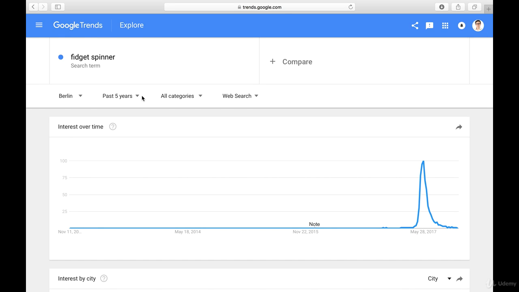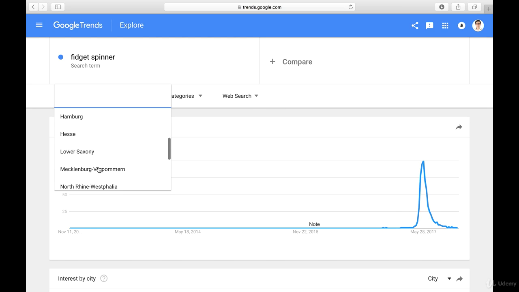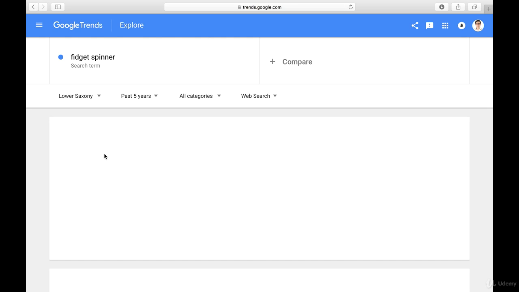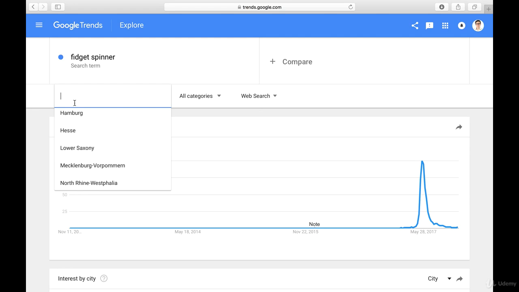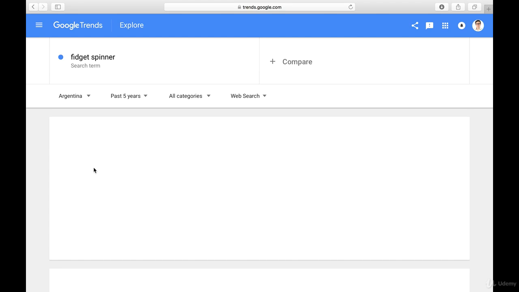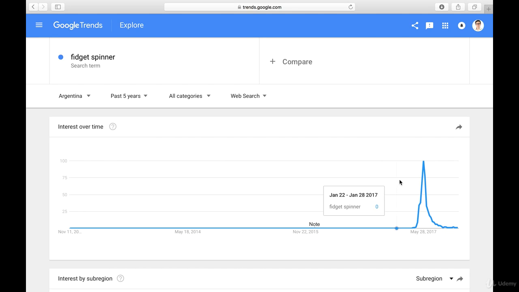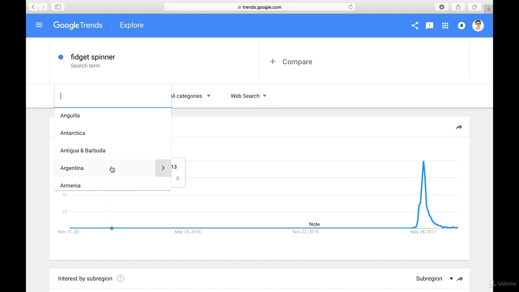Yeah, as you can see, the same thing applies in Berlin. Now let's go to another state in Germany, Lower Saxony. How many people looked for fidget spinners there? As you can see, it's pretty much the same. Now let's go to a different country. Let's go to Argentina and have a look at how they viewed it. And what you're going to see is probably the same thing. Yeah, it's basically the same thing. And what you can see from that is that it was a global trend from maybe May 2017 till June 2017, and afterwards there was no trend anymore at all.